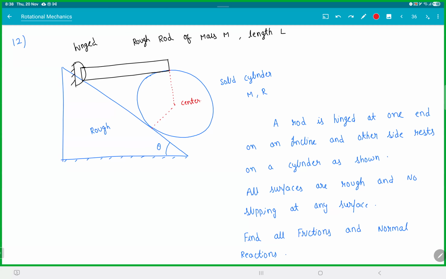I'll give you a minute, then I'll show you the free body diagrams. Let's see whether you got the free body diagrams right, though. Friction between the rod and the sphere is mgL by 2R. Let's see. I don't know the answers actually. I don't remember the answer.